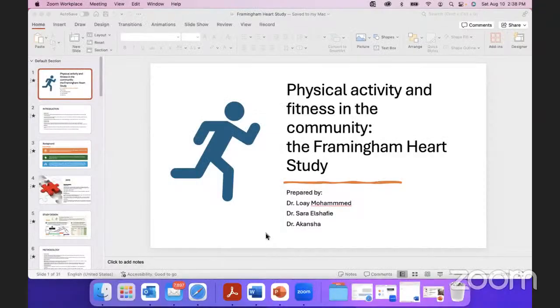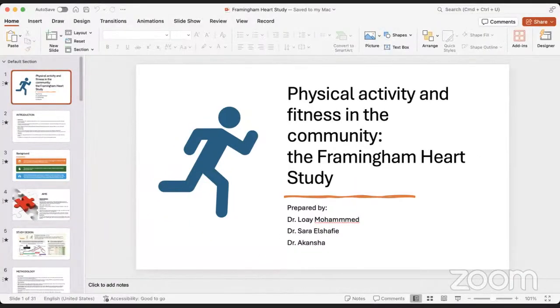I'm Dr. Saja. I graduated from University of Khartoum in Sudan. And I will be presenting physical activity and fitness in the community. It's basically a condensed explanation of the Framingham Heart Study. It's a very condensed study, but we did our best to simplify it into small points. Okay, so next slide.